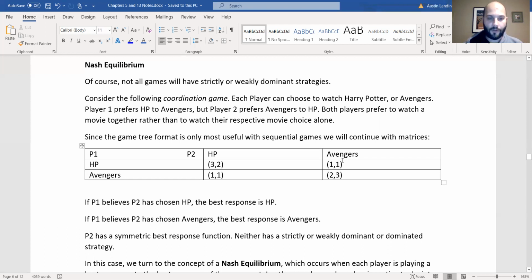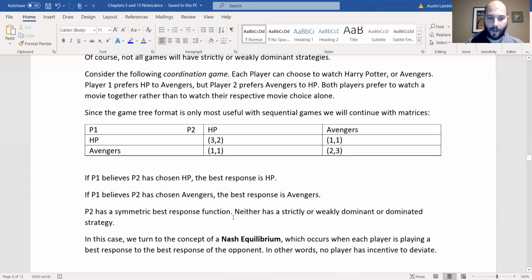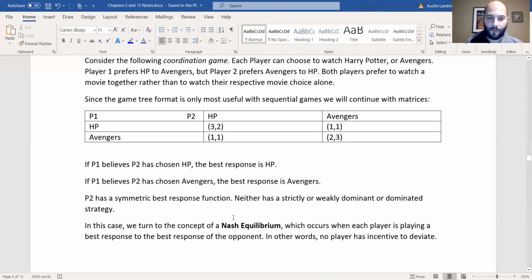So what we're going to describe now is what we call a Nash equilibrium method. And a Nash equilibrium relies on what we call best responses. So a best response is conditional on possibilities of your opponent's choice. What is the best play? All right, so let's look at player 1 choosing Harry Potter or Avengers.